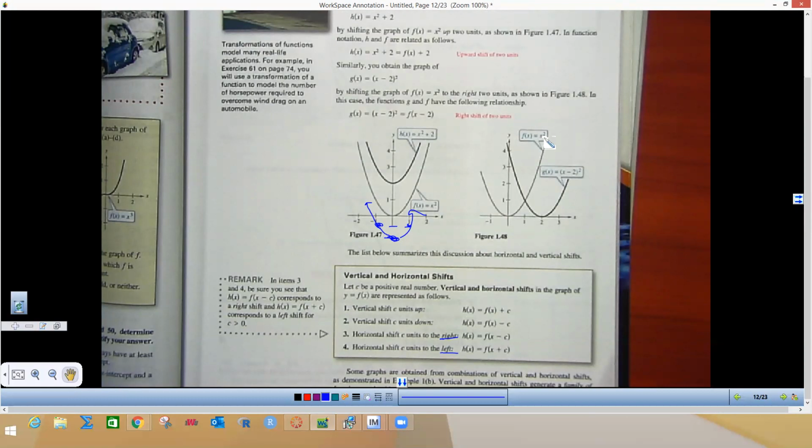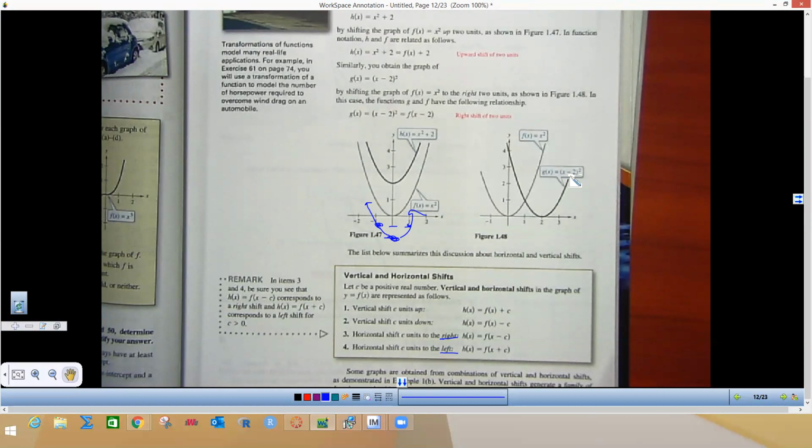So if I look up here at the x squared graph, the same graph as the parent graph here, and now they put the minus 2 inside the parentheses. It goes with the x. If you look at this one, there was a plus 2 not with the x. So the parentheses tell you that the minus 2 is with it.